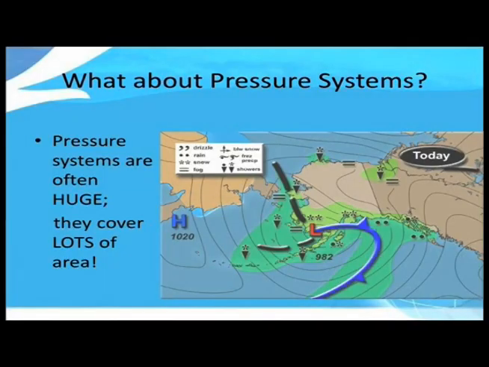Some other factors about weather systems or pressure systems. For one thing, pressure systems are often huge. They can cover lots of area. This is just a weather map from a number of days ago, taken from the National Weather Service's weather page. And there's a low here in Bristol Bay. And the area that it's influencing is quite large. You can see it covers much of Alaska and the North Pacific and out over the Bering Sea just from this one low pressure center. And the low pressure center isn't even all that strong, but it still has quite a wide-reaching effect.